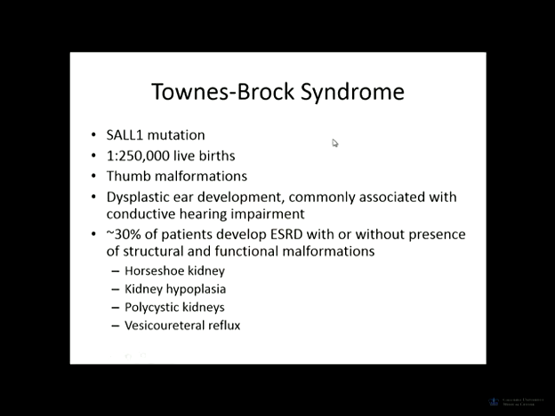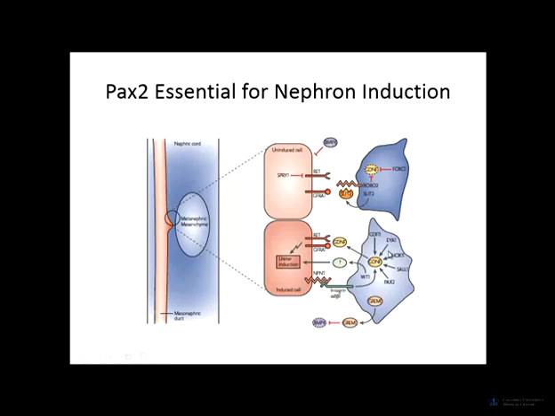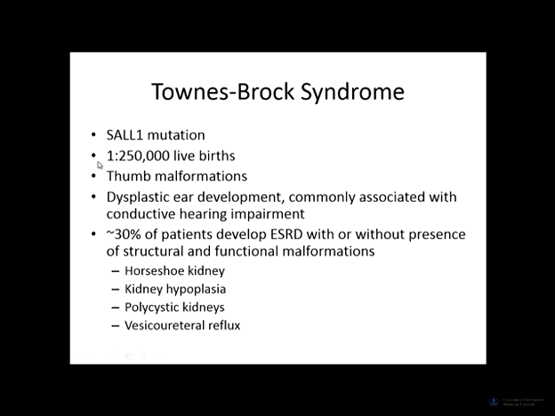Another syndrome is Townes-Brocks syndrome. Again, here's another factor, SALL1. It doesn't seem to be as prevalent, but it occurs in 1 in 250,000 live births. And again, there is dysplastic ear development, hearing impairment, and 30% of these patients will develop end-stage renal disease. These are some of the structural malformations: horseshoe kidney, kidney hypoplasia, polycystic kidneys, and reflux.